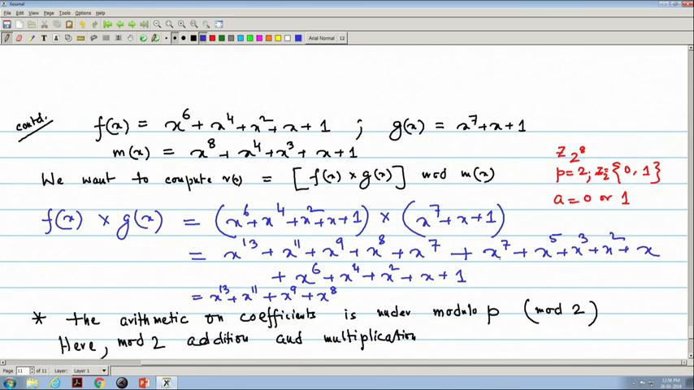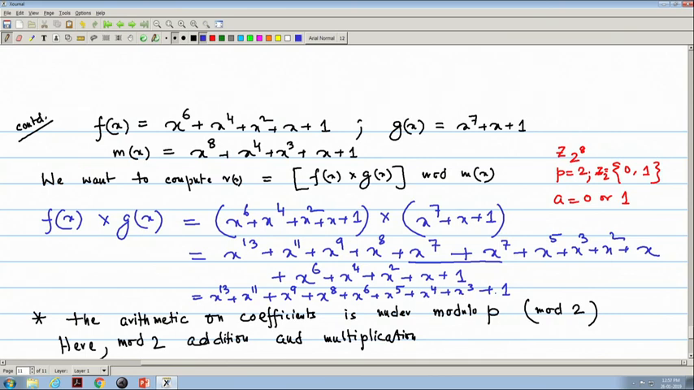2 modulo 2 is 0. So, there will be no x to the power 7. Now, x to the power 6, x to the power 5, x 4, x cube. Now, again one x square and x, so another 2 x square and 2 x. So, it will be 0. So, only 1. So, this is the product.